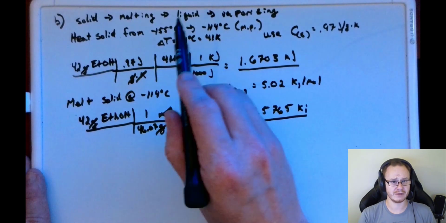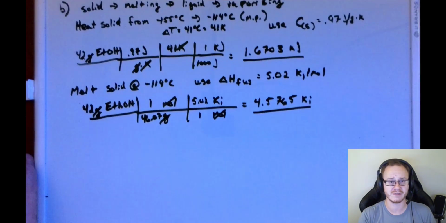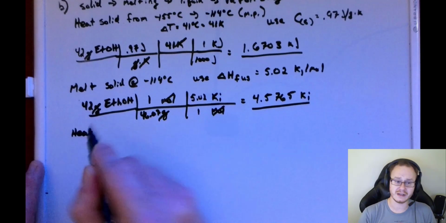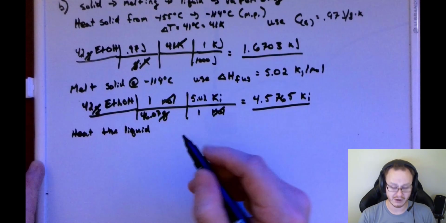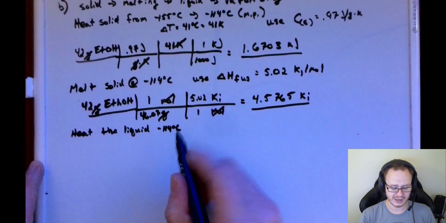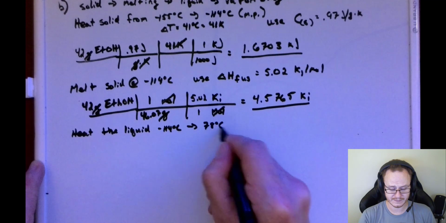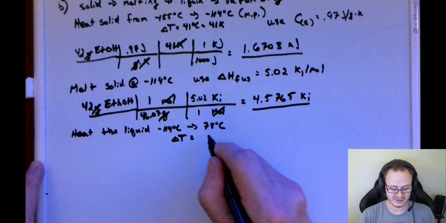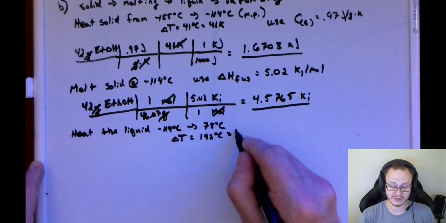Now we need to heat up the liquid. We've gone from solid to melting. Now we heat the liquid up to its boiling point, and then we'll calculate the vaporizing energy. My third step is to heat the liquid from its melting point of negative 114 degrees Celsius all the way up to its boiling point of 78 degrees Celsius. So we're going to go from negative 114 all the way over to 78 degrees Celsius. The temperature change here is 192 degrees Celsius, which is the same thing as saying 192 degrees Kelvin.